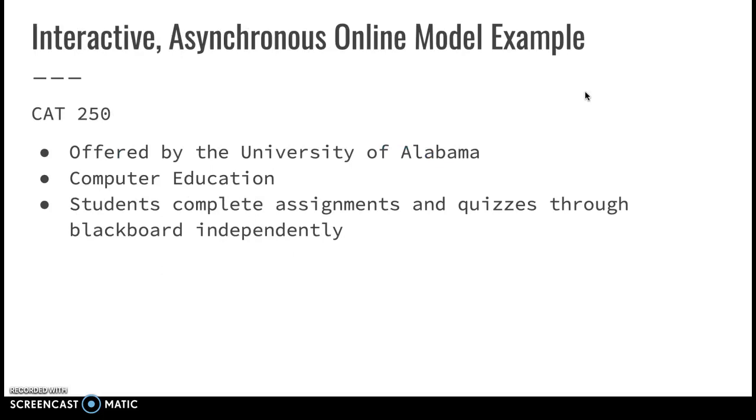Next, the interactive asynchronous online model example is our class, CAT 250. This class is offered by the University of Alabama, and the topic is computer education. Students complete assignments and quizzes through Blackboard independently.